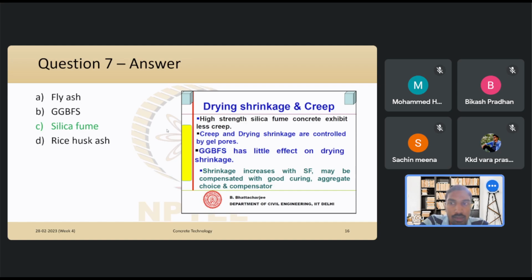So among these four, silica fume can give you the highest strength for concrete. When you use it as an admixture, it will give you the most strength among the others, and therefore with higher compressive strength you will be able to reduce the creep that you see in the concrete. Therefore silica fume will reduce the creep the most.